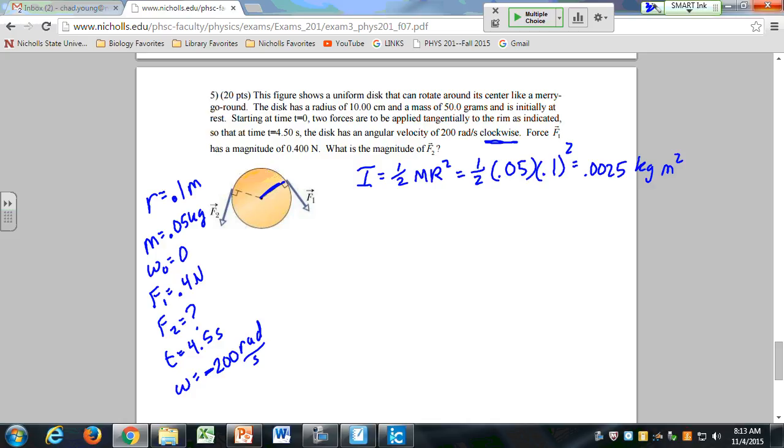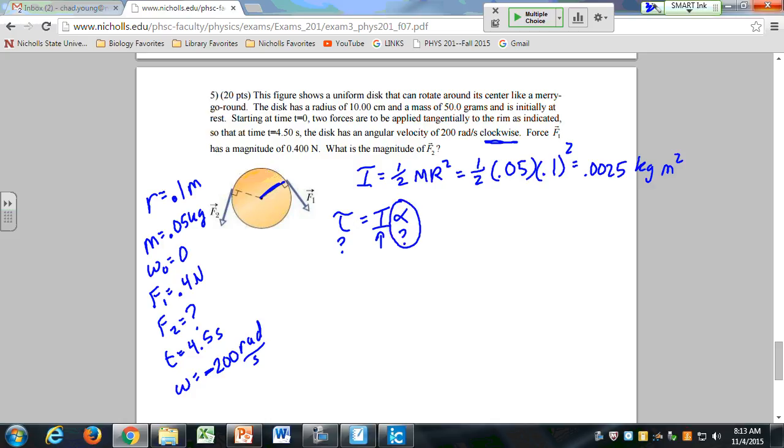Yes, that's okay. All right. So that's my moment of inertia. Now, I know that the torque is I times alpha, and I know I now, but I don't know the total torque, and I don't know alpha. In fact, I can't find the total torque because I don't know what F2 is. So in order to find F2, I need to know the net torque. So now I'm going to set about to find alpha.